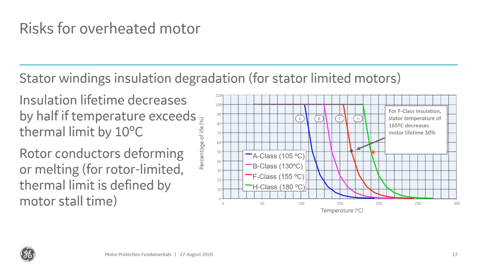So because your F class is 155 degrees, just that 10 degrees is going to decrease your expected life of the insulation by 50%. And then you also have the possibility of rotor conductors deforming or melting if your thermal limit is defined by the motor stall time.